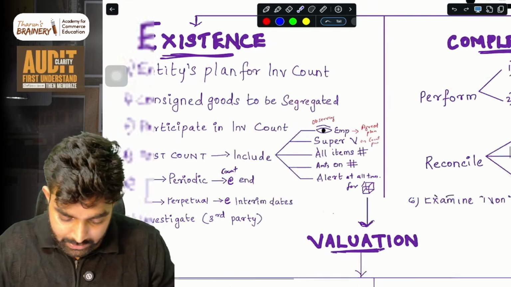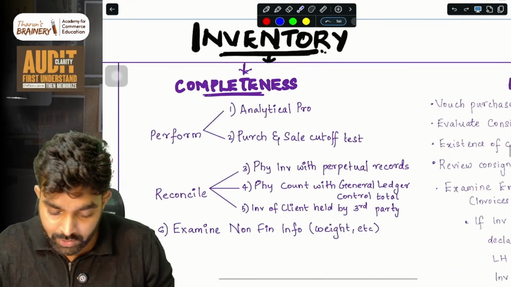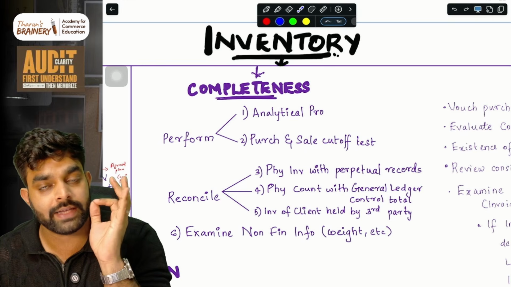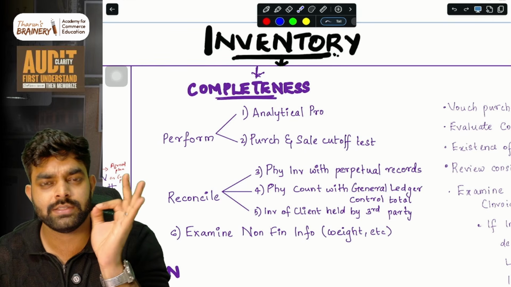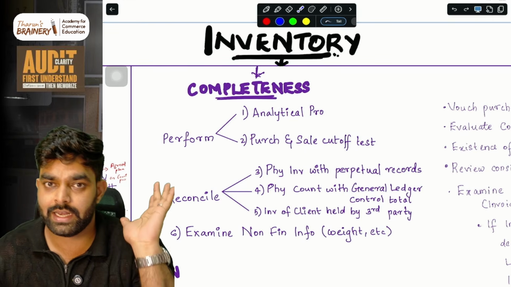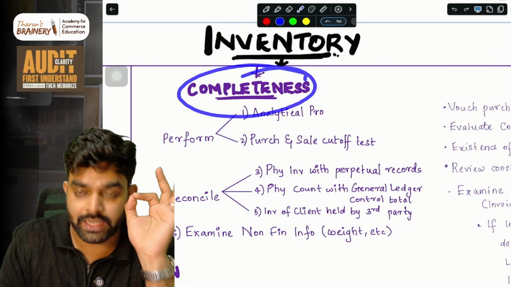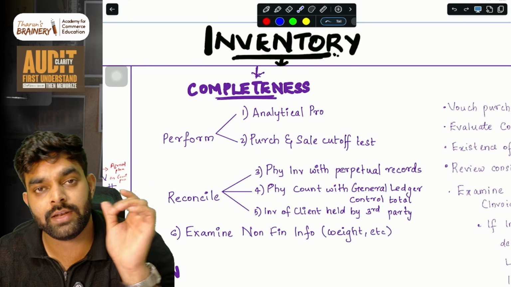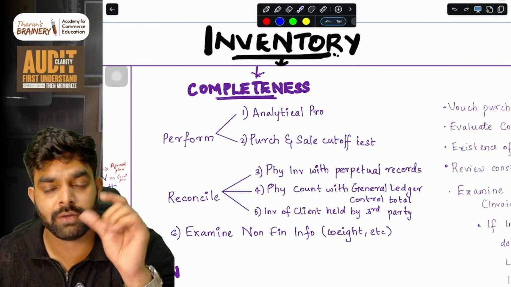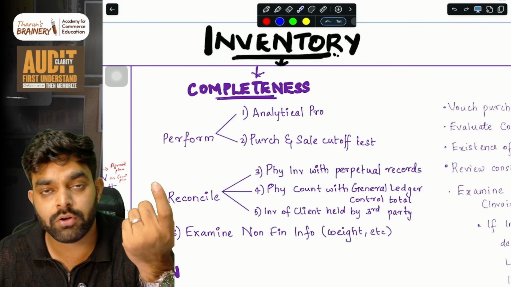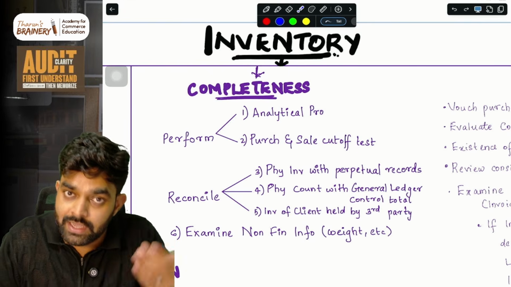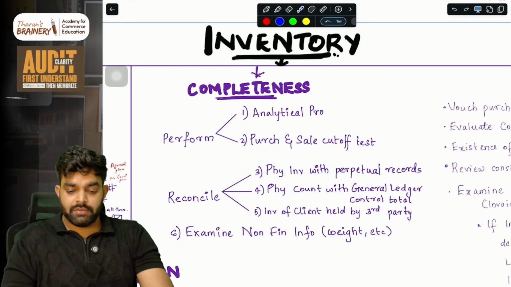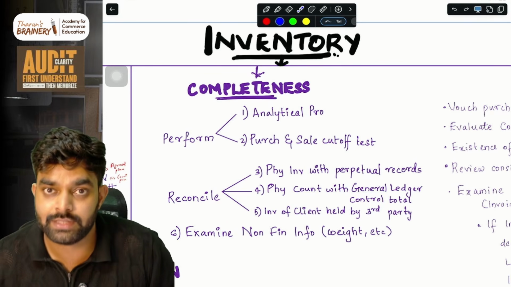That things are over, existence is over. Now you have to check the completeness. The company is saying 1,000 units of inventory are there, and the total amount of that is 10 lakh. In the balance sheet 10 lakh is shown, 1,000 units. So now you have to check whether the entire inventory is shown. Sometimes 1,005 units may be there, but 5 units they have missed. So it is your duty to make sure that all the inventory the company has is actually shown in the balance sheet. So you have to check the completeness, whether all the inventory of the company is actually recorded.